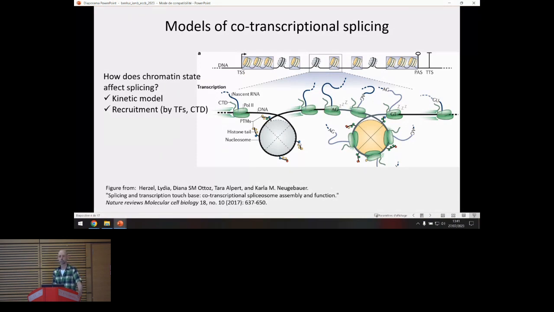There are different ways in which chromatin state can affect splicing, through the rate of elongation of the transcript, by helping recruit other splicing regulators, etc. And how does this all happen? What we're going to provide evidence for is that transcription factors and other DNA binding proteins contribute to this process.